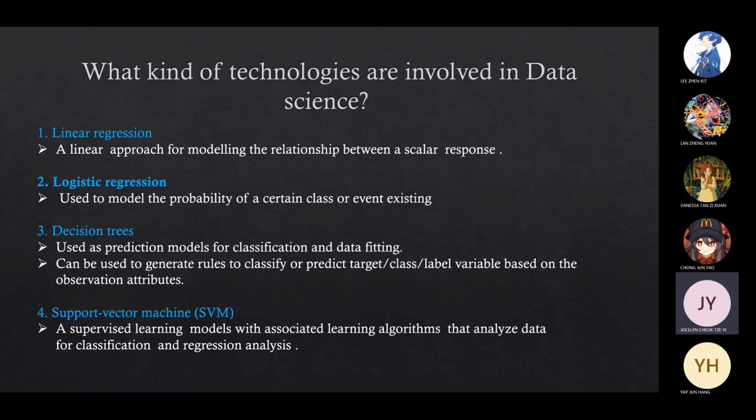Thirdly is decision trees. Decision trees are used as prediction models for classifications and data fitting. The decision tree structures can be used to generate rules to classify or predict target, class, label variable based on the observations attributes. Fourth, support vector machines are supervised learning models with associated learning algorithms that analyze data for classifications and regressions analysis.